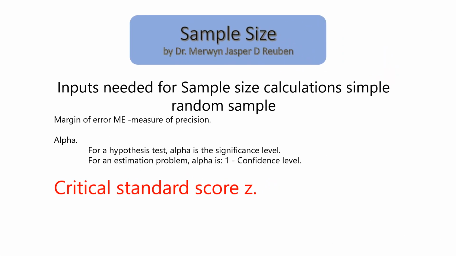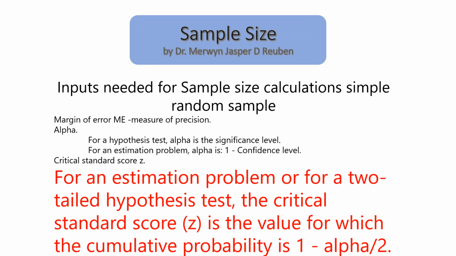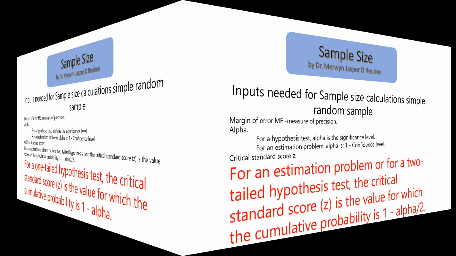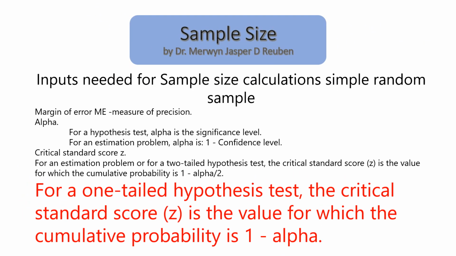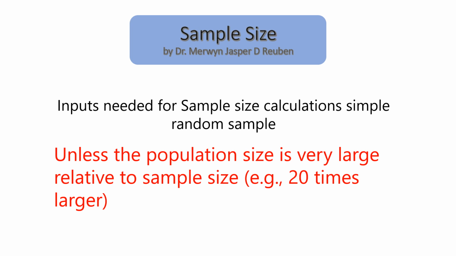The third factor is critical standard score, Z. For an estimation problem or for a two-tailed hypothesis test, the critical standard score is the value for which the cumulative probability is 1 minus alpha by 2. For a one-tailed hypothesis test, the critical standard score is the value for which the cumulative probability is 1 minus alpha.